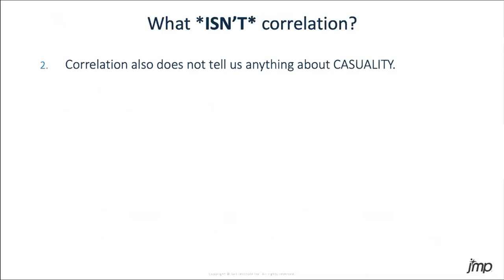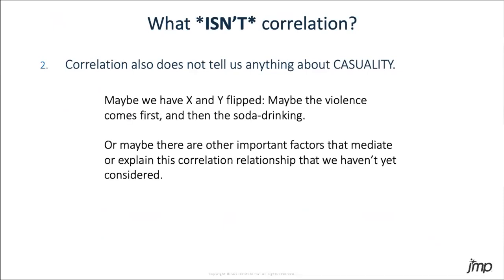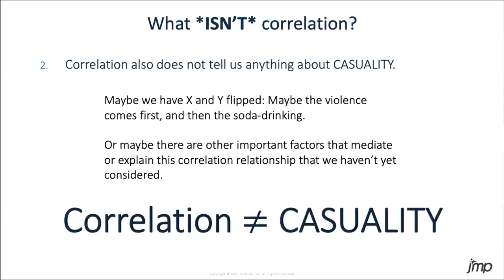Correlation also doesn't tell us anything about causality. Possibly we think we have a correlation between soda drinking and violence, but soda drinking doesn't necessarily cause violence. Maybe violence causes soda drinking. Or maybe there's just no real relationship between these two things directly. If we find a correlation between them, maybe there are other mediating factors or other variables at play in that relationship. So remember, correlation absolutely does not say anything about causality. It just says, is there a tight, linear-seeming relationship in the data?